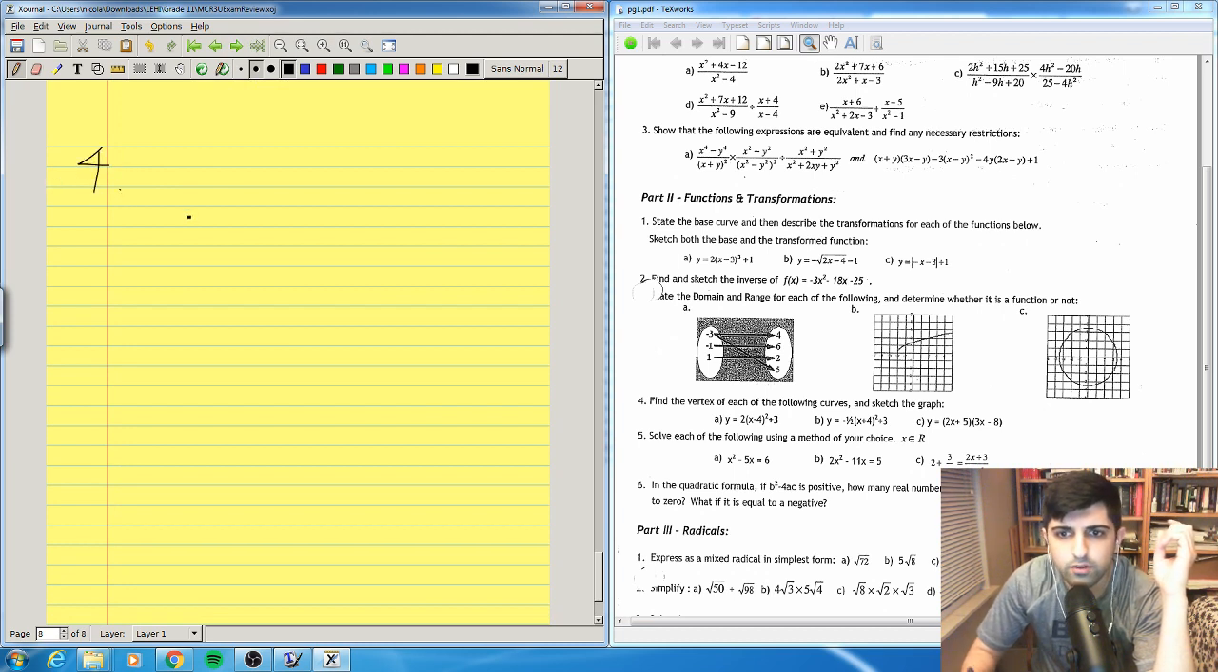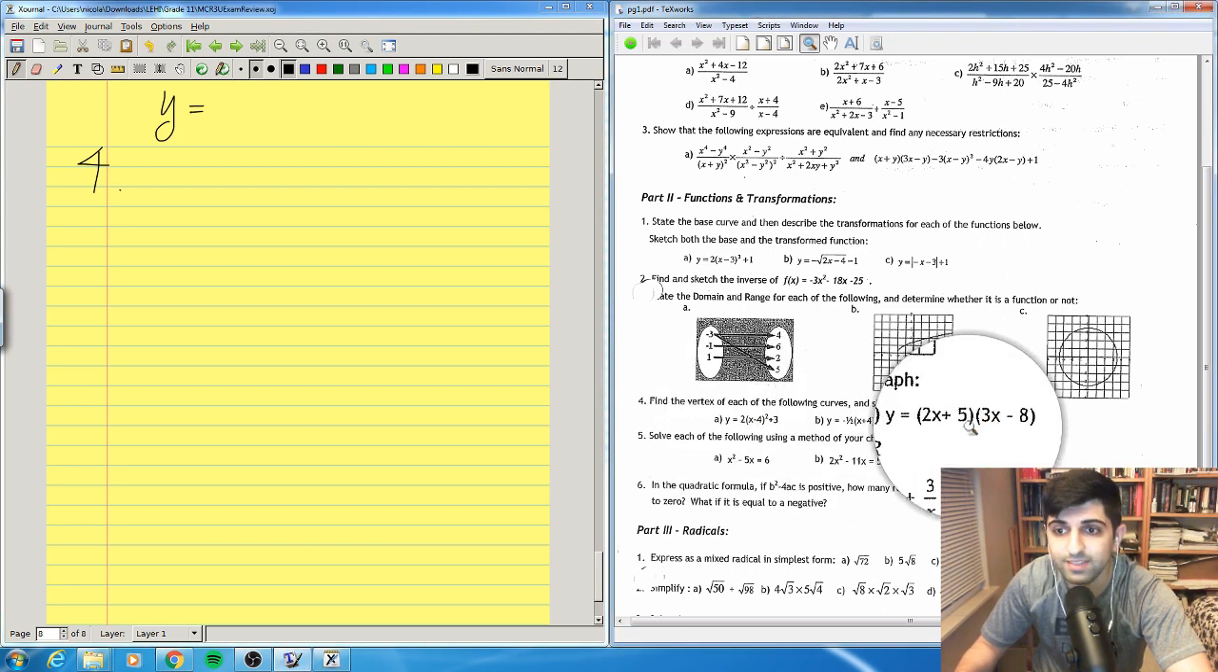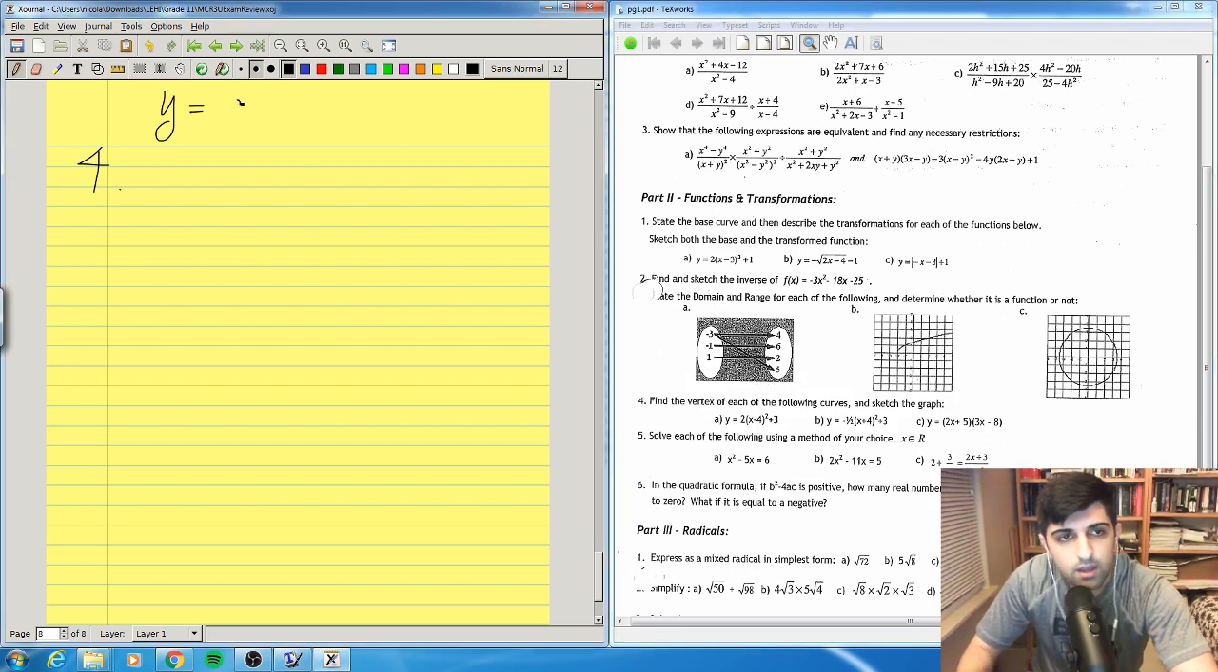Number 4, find the vertex of each of the following curves and sketch the graph. Oh, okay. I'm assuming that this should be okay with sketching now. I'm just going to find the vertex. The vertex should be really straightforward. So a general vertex form quadratic, and that's what these are, right? Vertex form, and this is called factored form because it's already factored, right, into its multiplicative factors. So a(x - h)^2 + k, right? And the vertex is (h, k).